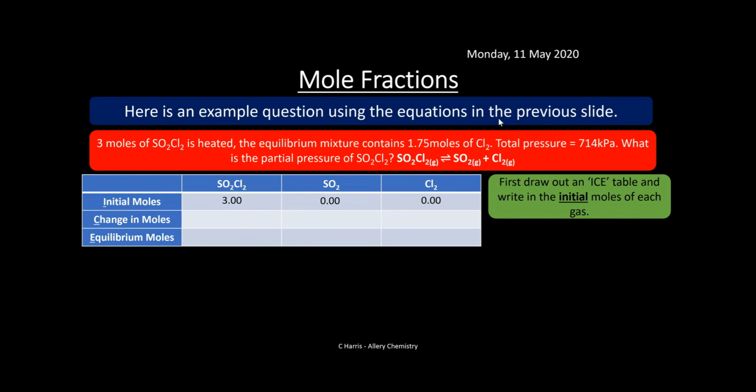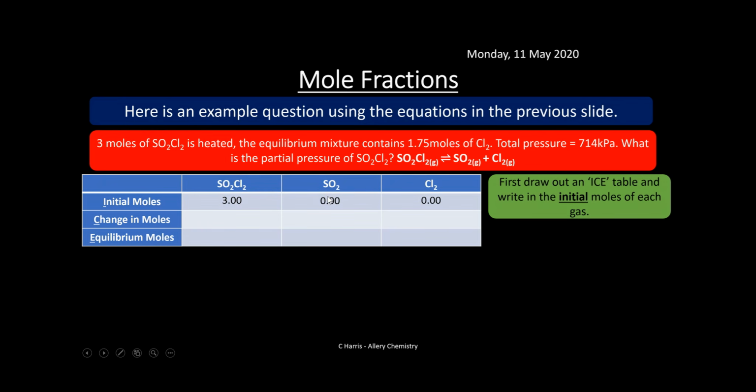So, first of all, we need to draw our ICE table out. Okay, such a cool table. I know I've said that one already. Let's move on. So first draw our ICE table and write the initial moles of each gas. So here we've got our reactants and products at the top line, as you can see there on our table, and we've got our ICE acronym down the bottom there. So initial moles, changing moles, and equilibrium moles. So we know that we've got 3 moles of SO2Cl2 because we've just been told that at the top there.